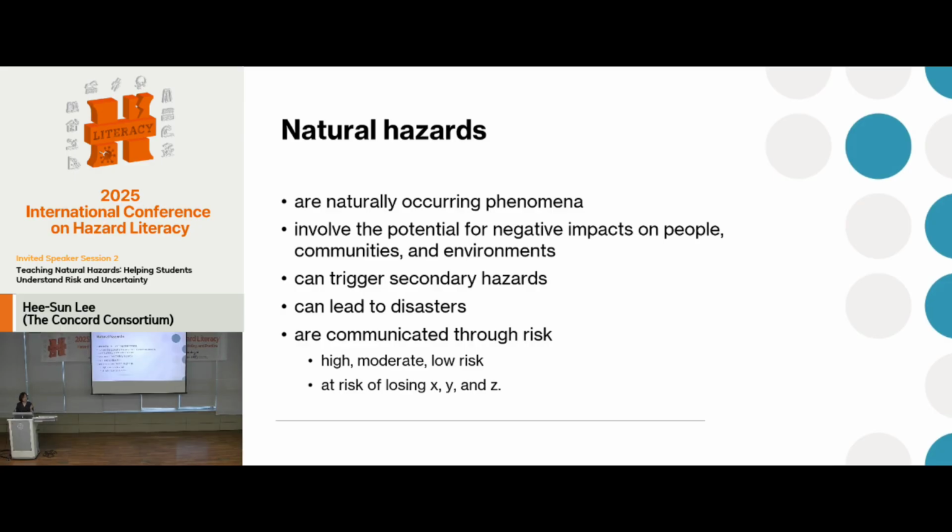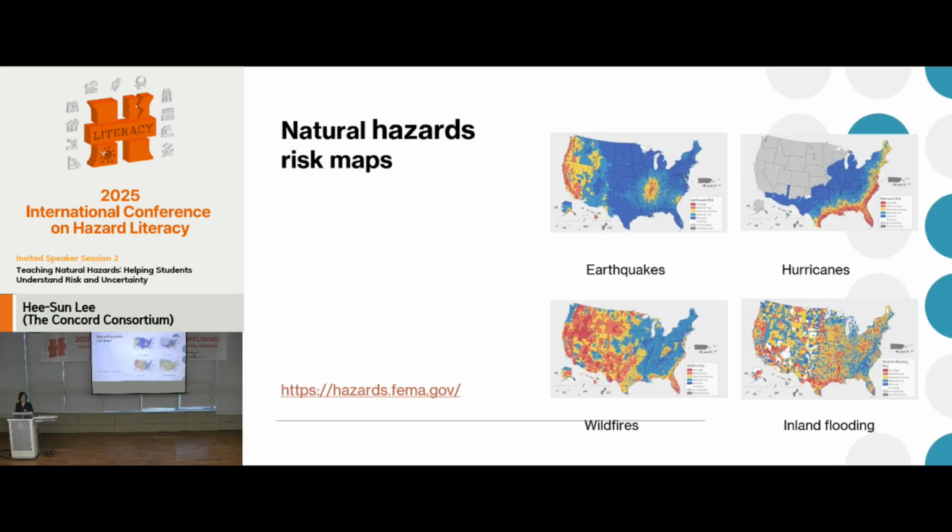But in general public communication situations, these hazards are communicated through risk. So the risk in terms of how we see it is low risk, high risk, no risk, moderate risk. The level of risks are being communicated, as well as you are at risk of losing X and Y and Z. So that's how we started as a starting point in our team to think about how to design activities for students in the classroom.